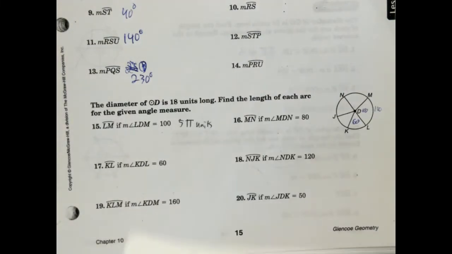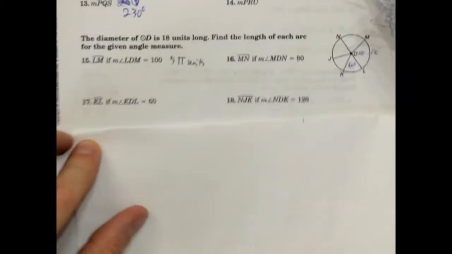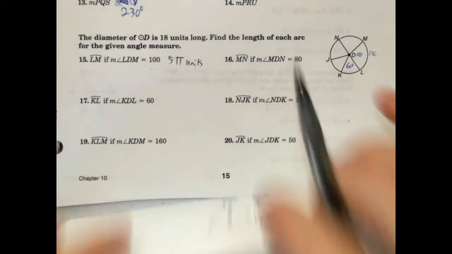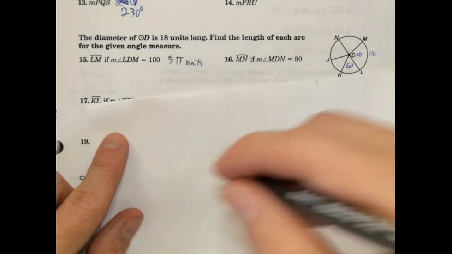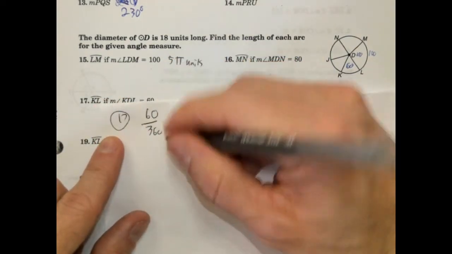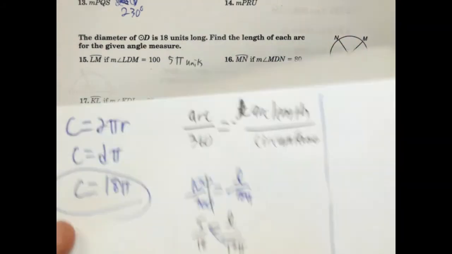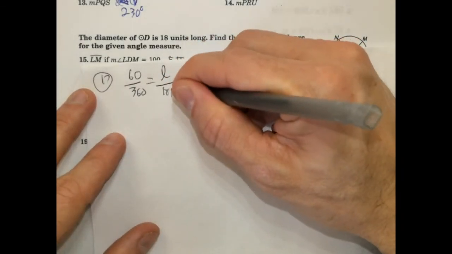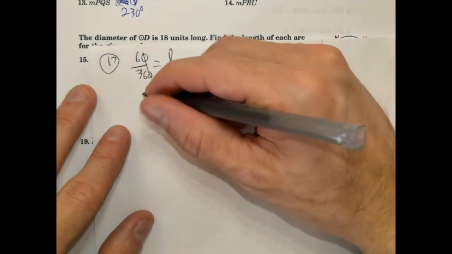All right, so we're going to go ahead and fill this in. So, again, arc over 360, arc length over circumference. So we're going to have 60 over 360. This is number 17. And then we don't know what the arc length is, but we know that the circumference is going to be 18 pi. We go ahead and simplify this. 6 over 36 is going to be 1/6.